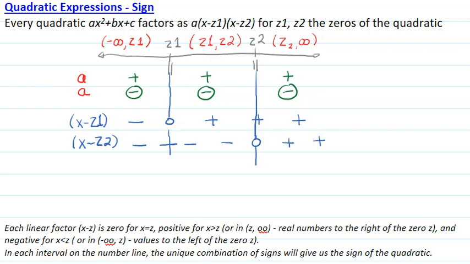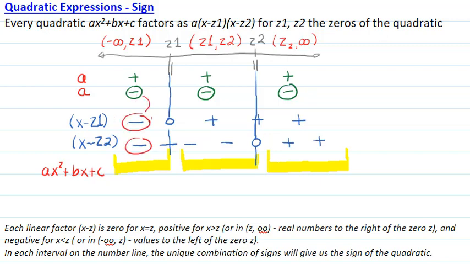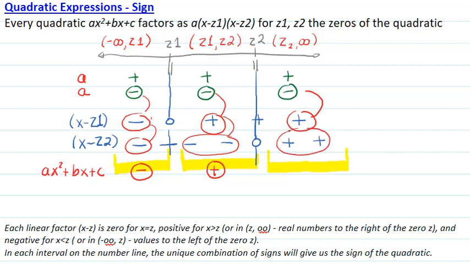In each interval now, the sign of the quadratic is determined by multiplying the signs of the factors. Negative, negative, and let's say negative. When we multiply those three, we would get a negative sign. Negative, positive, and again negative if our leading term was negative. The answer here would be positive. Negative, positive, and positive in this interval. The answer here would be negative.